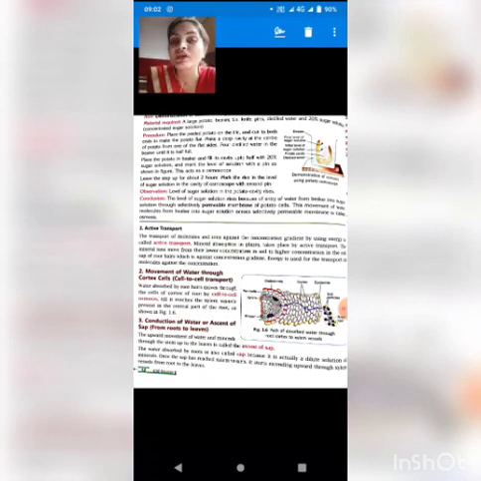And why is active transport important, students? Because it is responsible for the movement of ions and minerals in the plant. Okay students, in our next lecture we will see how active transport takes place in the plant.